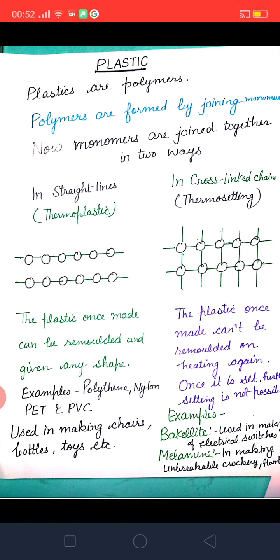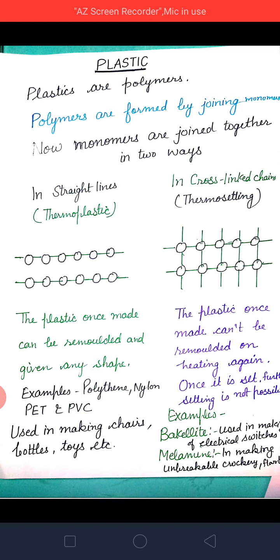An example, as you have seen, is bakelite. The electrical switches you have seen are made up of this bakelite plastic, and bakelite is thermosetting. It can't be reset again on heating. Whereas thermoplastic examples are polythene, nylon, PET, PVC, polyvinyl chloride. They are used in making chairs, bottles, toys, etc.